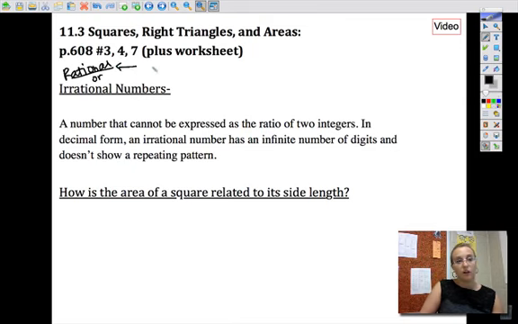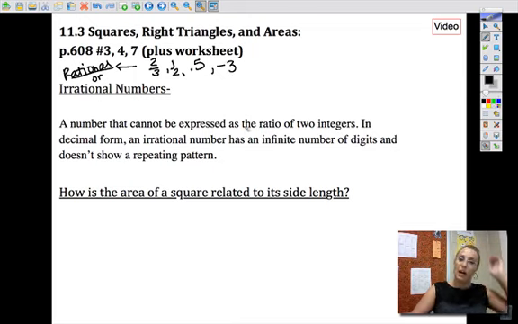All whole numbers are rational. All fractions are rational, 2/3, 1/2, decimals like 0.5. Those are all rational numbers, negatives included. Irrational numbers are numbers that cannot be expressed as the ratio of two integers. This is the technical definition.